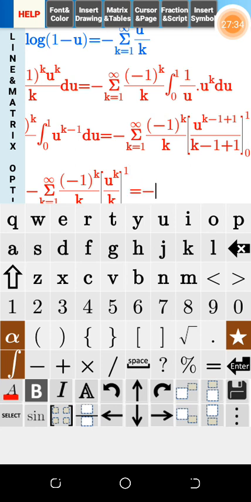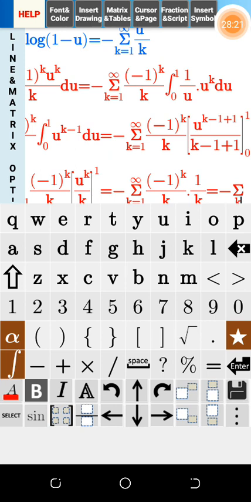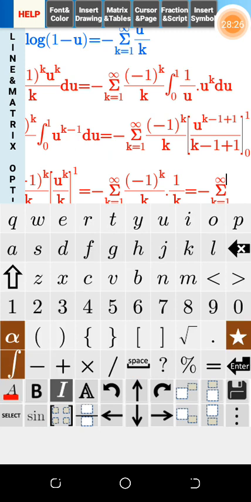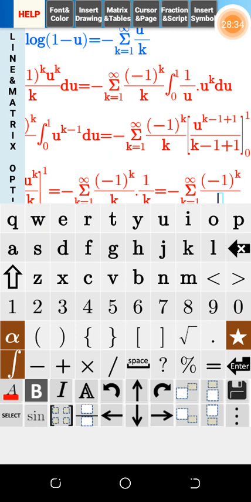So this is now equal to minus the sum of k starting from 1 to infinity of (minus 1) raised to the power of k over k, multiplied by 1 over k, which is equal to the sum of k starting from 1 to infinity of (minus 1) raised to the power of k over k squared.